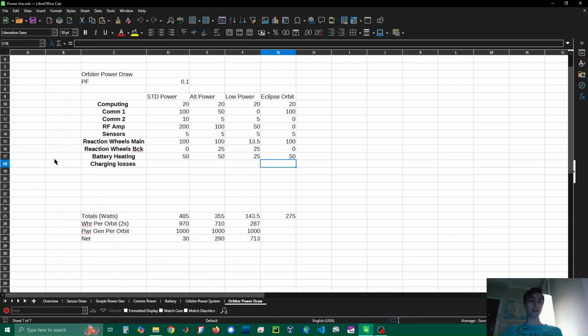losses. I currently don't have that in the calculation because the panel size that we have is about 30% extra than what we actually need. So it's not really a concern at this moment.